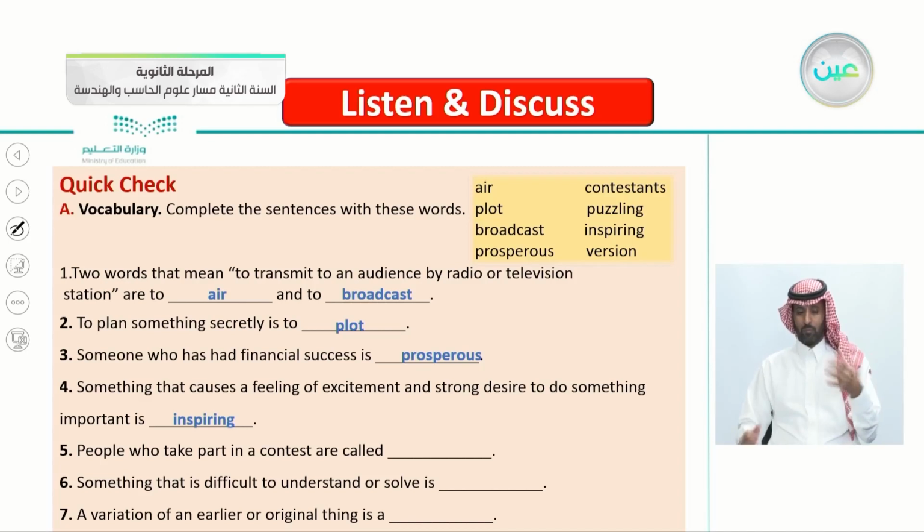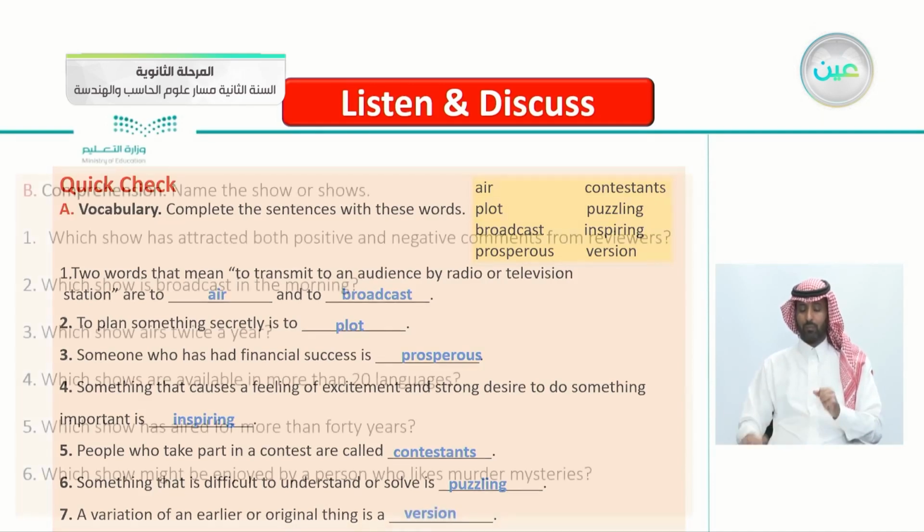Number 5, people who take part in a contest are called, what do they call people who take part in a contest? That's correct, contestants. Number 6, something that is difficult to understand or solve is, yes, puzzling, from the word puzzle. Number 7, a variation of an earlier or original thing is, that's correct, the word version.